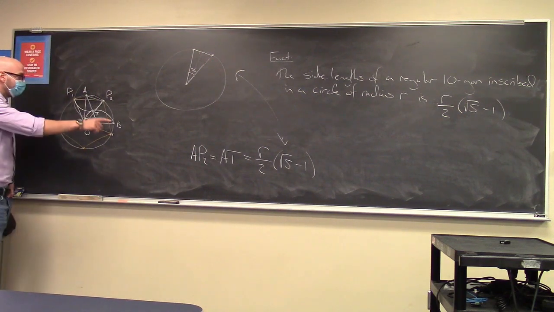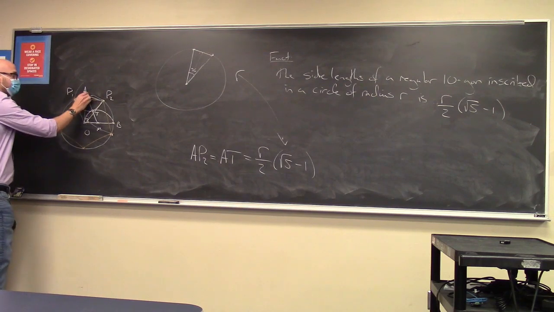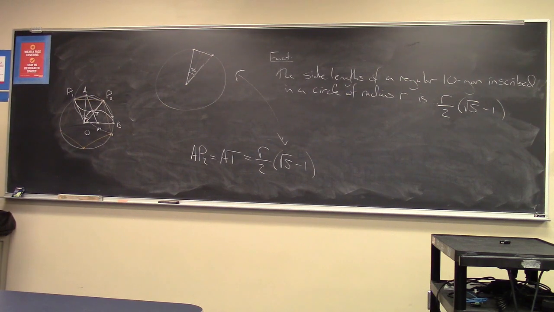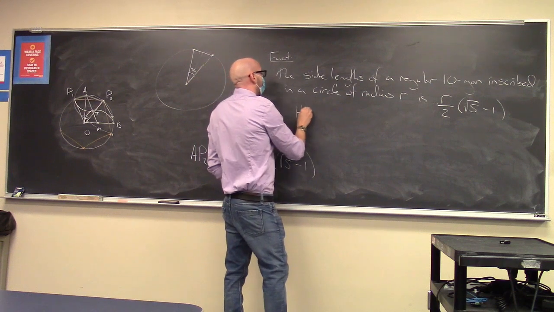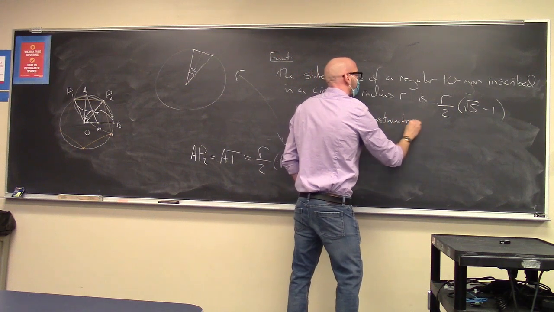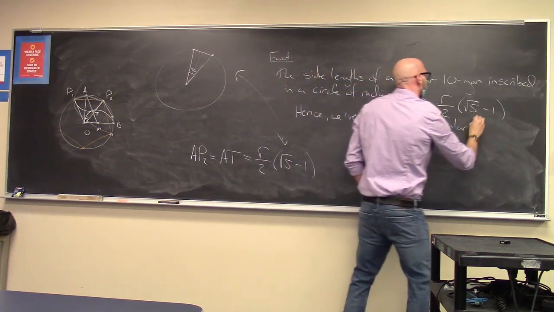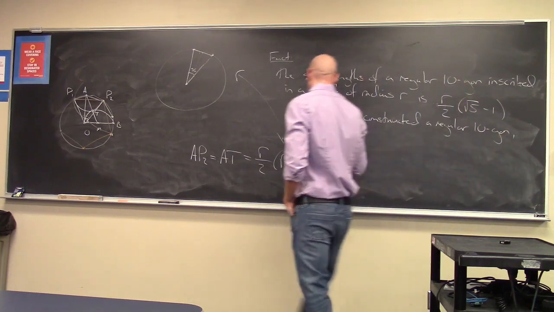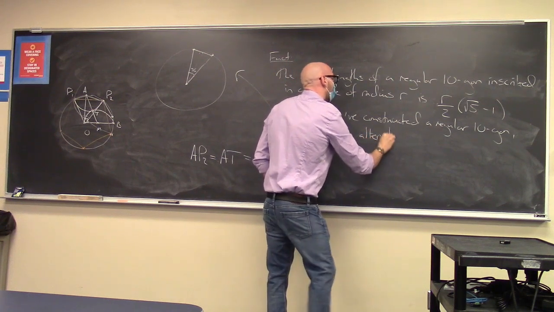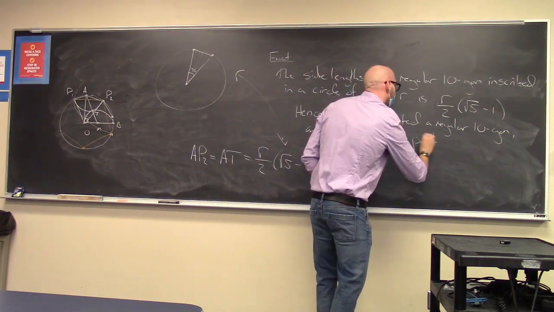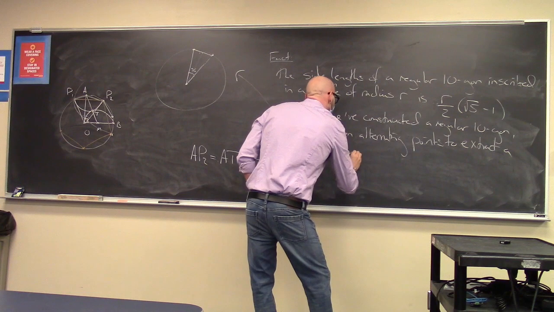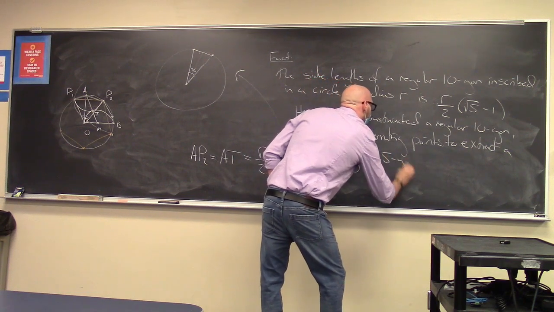But that's it. Once we have that this side length is given by this guy, then what we've actually done here is we've constructed a regular tengon, and we've just taken alternating points to get a regular pentagon. So hence, we've constructed a regular tengon and chosen alternating points to extract a regular pentagon.